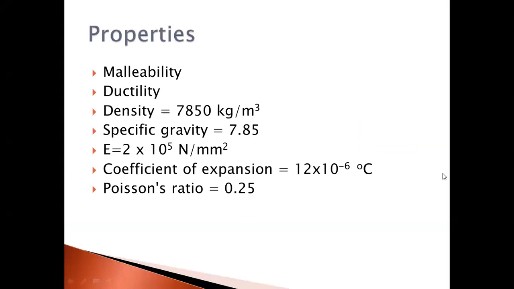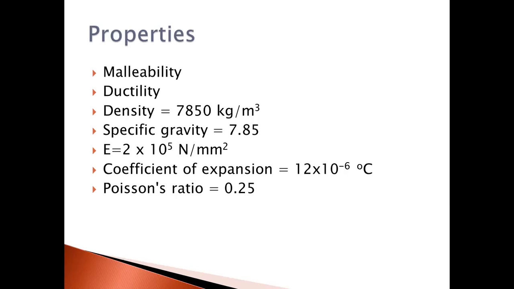So first we will see the properties. The main properties of metals are malleability and ductility. We should know what is meant by malleable and what is meant by ductile. If a metal can be beaten into thin sheets, that is known as malleability. If the metal can be drawn into thin wires, that is known as ductility. And steel has both these properties, malleability and ductility.